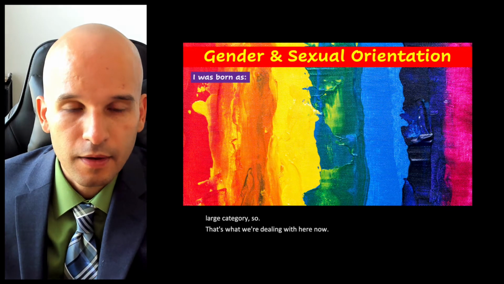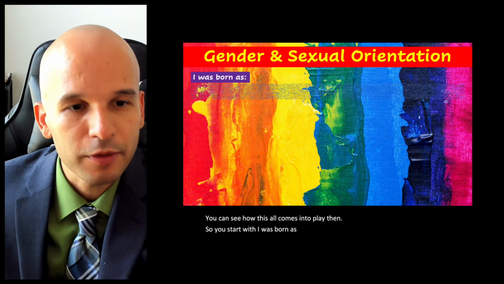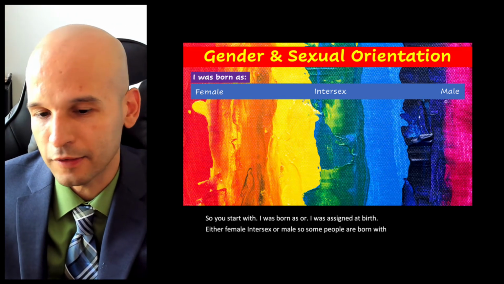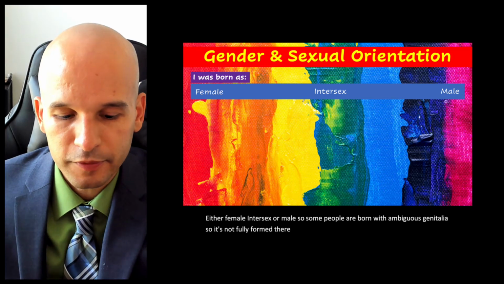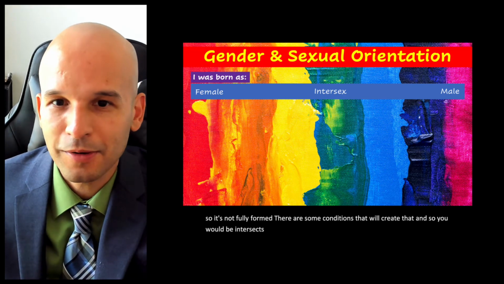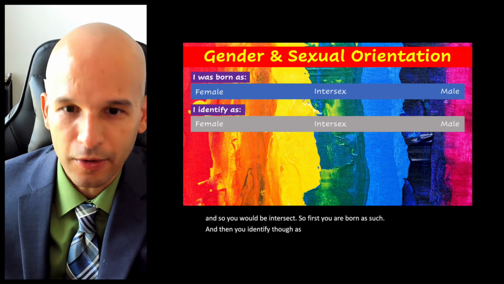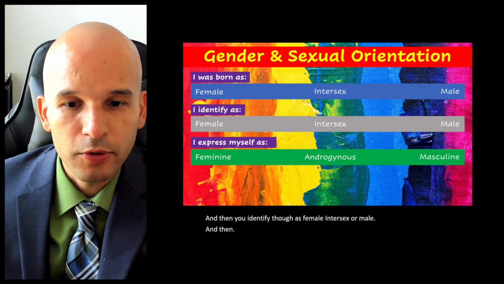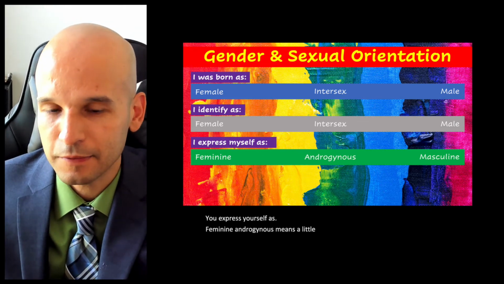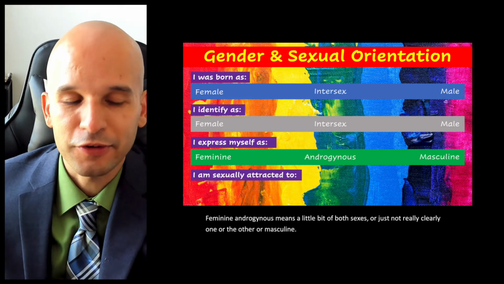Now, you can see how this all comes into play. So you start with I was born as, or I was assigned at birth, either female, intersex, or male. Some people are born with ambiguous genitalia, so it's not fully formed. There are some conditions that will create that, and so you would be intersex. So first you are born as such, and then you identify as female, intersex, or male, and then you express yourself as feminine, androgynous, or masculine. Androgynous means a little bit of both sexes, or just not really clearly one or the other.